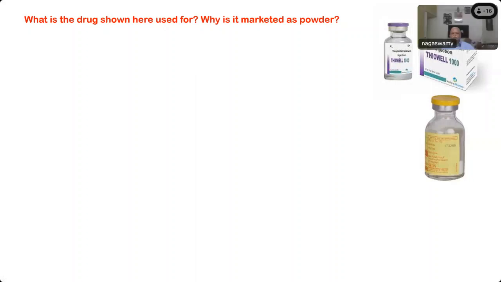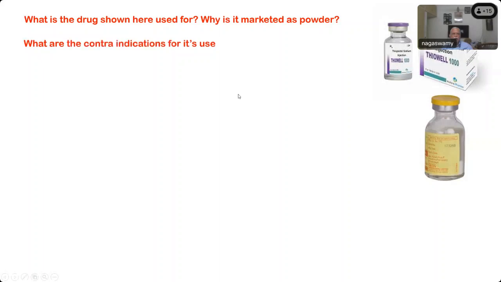Highly alkaline pH, sir. It is a highly alkaline pH when it is reconstituted into a solution. As I said earlier, alkaline pH drugs cannot stay at room temperature for more than 24 hours. They lose their potency, so it cannot be used for more than 24 hours. If you dissolve it, you have to use it the same day. That is the reason why it is marketed as a powder.